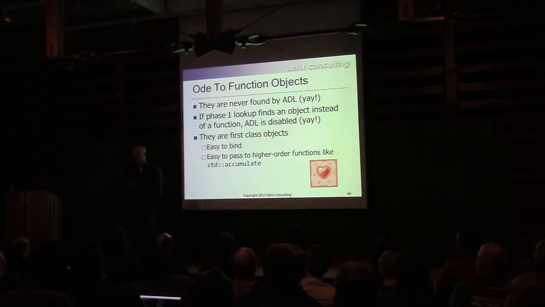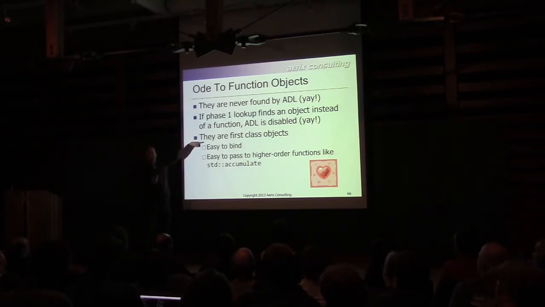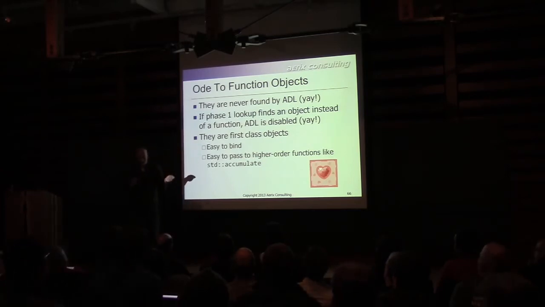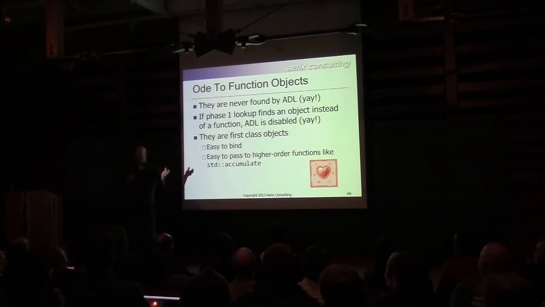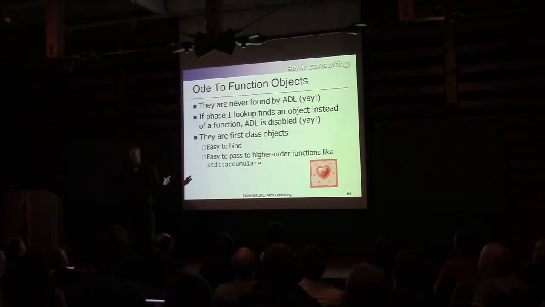And you'd use perfect forwarding for that. Okay? So also, these things are first-class objects. It's interesting to note that we have all of these standard algorithms that are higher order algorithms like for_each and accumulate. They expect you to pass in some sort of operation.